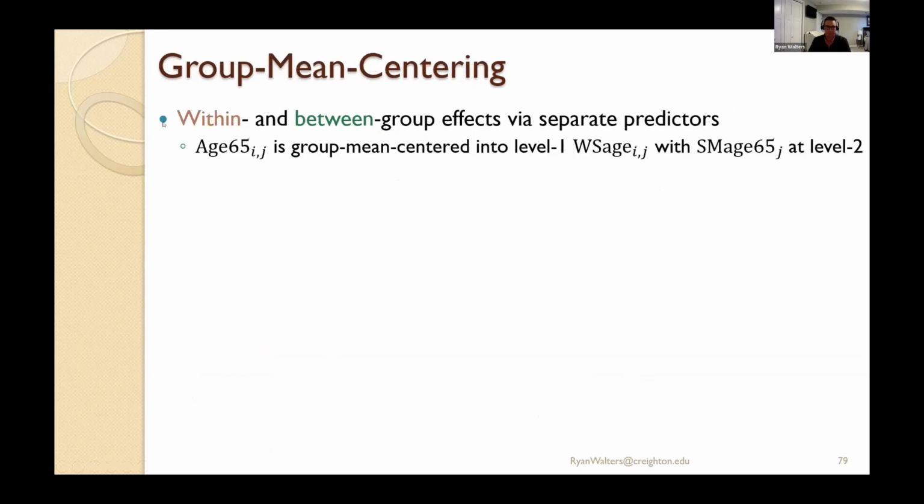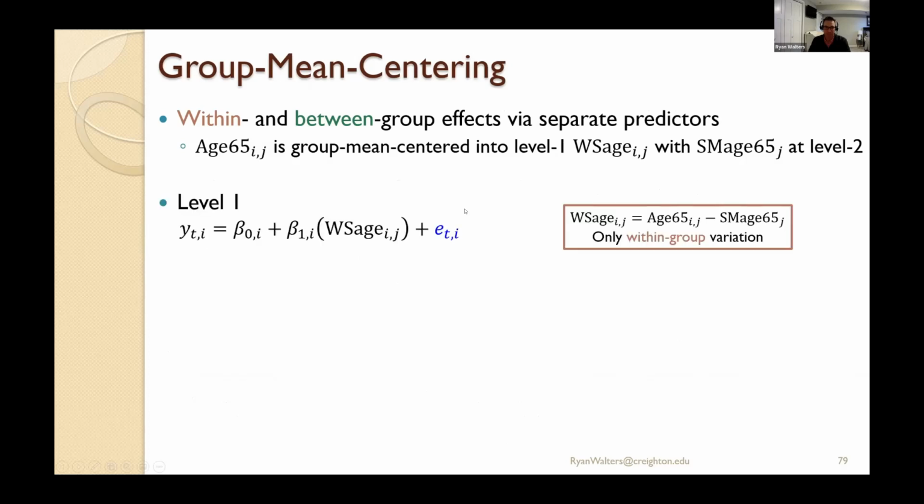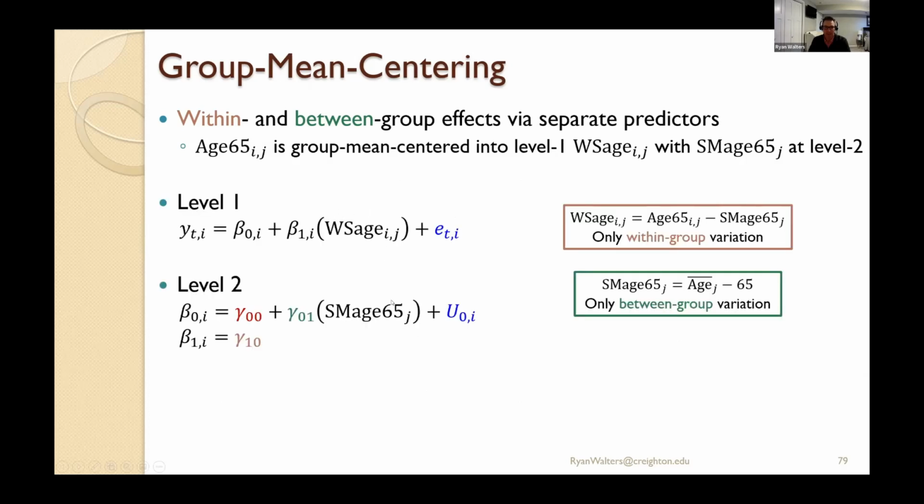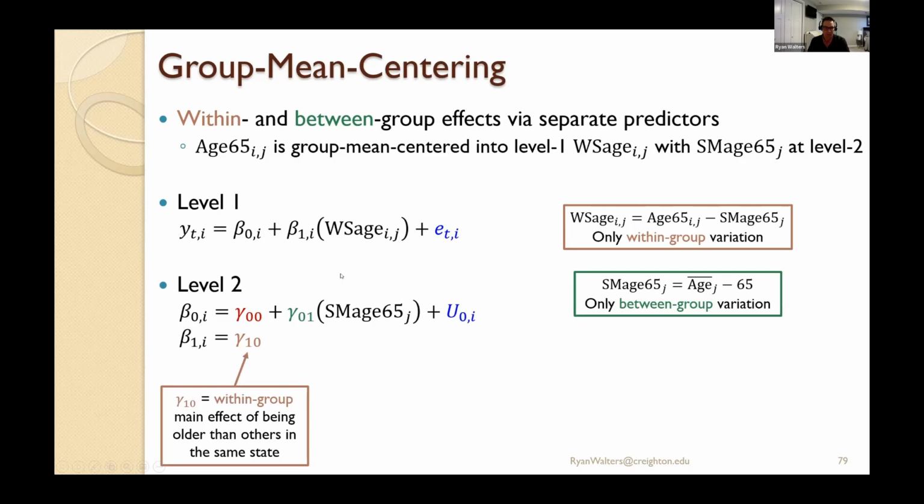But again, this within state predictor is a pure level 1 predictor. That's it. So group mean centering provides within and between group effects directly. So at level 1, we're going to include within state age. At level 2, we can include state mean age if we wanted to. There's no disaggregation here because, again, these are respective level 1 predictor only, level 2 predictor only. So the interpretation of within state age is the within group effect of being older than others in your state. There's no unique effect, there's no adjustment, there's no statistical control.